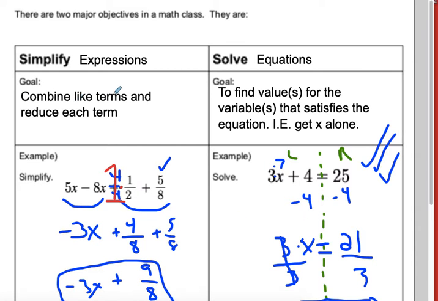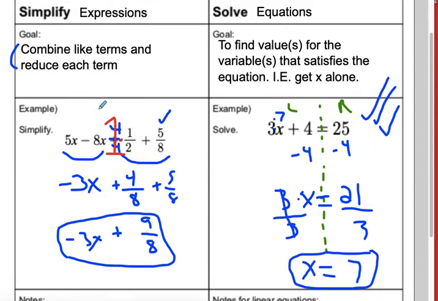So this is from a worksheet that we did at the beginning of class, like day 2 or day 3 or something like that. It talks about the 2 major objectives in math class. So if you got that sheet, it's always good to have it out. Targets 18, 19 and 20, and a lot of them are going to be focusing more on simplifying expressions. So our mission is to combine like terms and reduce each term.